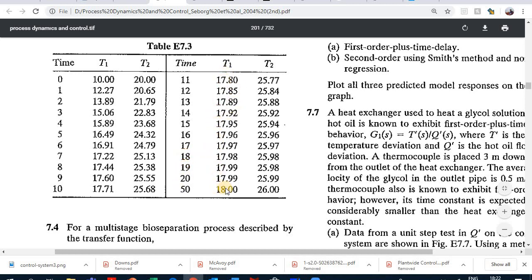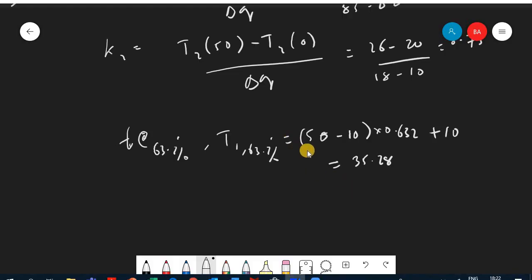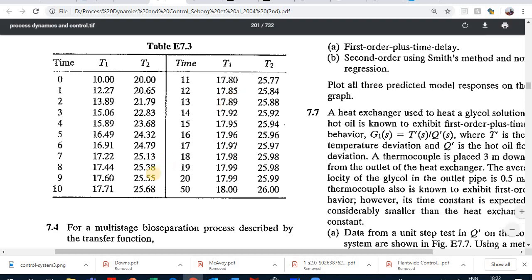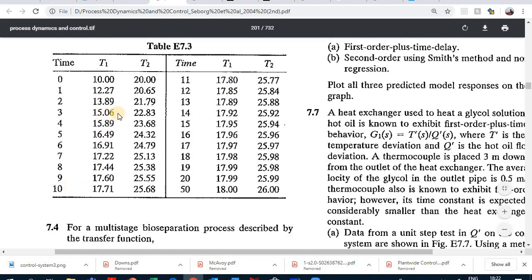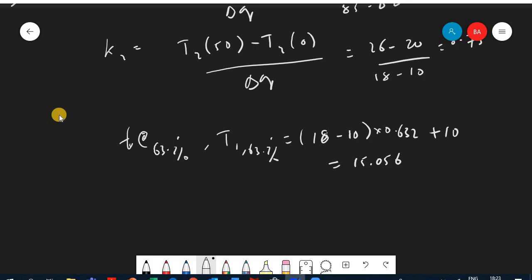As we find 35.28, we go back here and ask where's 35.28? There's no 35.28. I used 50, but it is 18. That T1 was 18, so that is not 50, that is 18. So 18 minus 10, multiplied by 0.632, plus 10, that is about 15.056. So now we go back. Where's 15.056? It is about 15.06. So we can say that tau is equal to 3. So here tau 1, we identified it as 3 seconds.